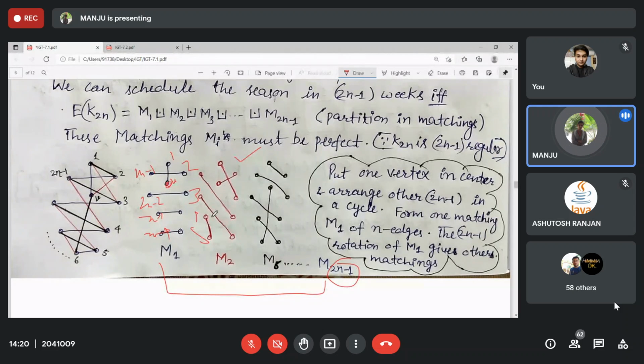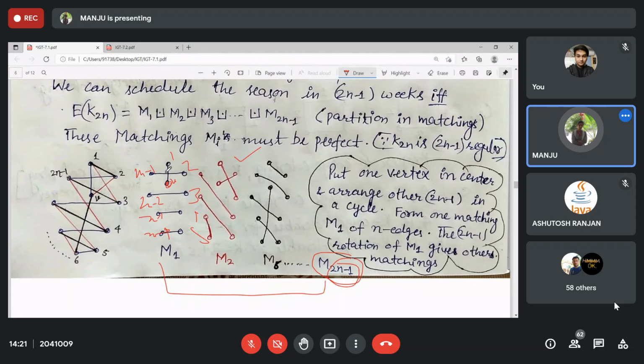Now for the second one, we don't want to repeat the edges, right? There will be some different edges, so you can remove this one. You can just consider the other one. As there are 2n minus 1 edges incident with each vertex, how many matchings will exist?